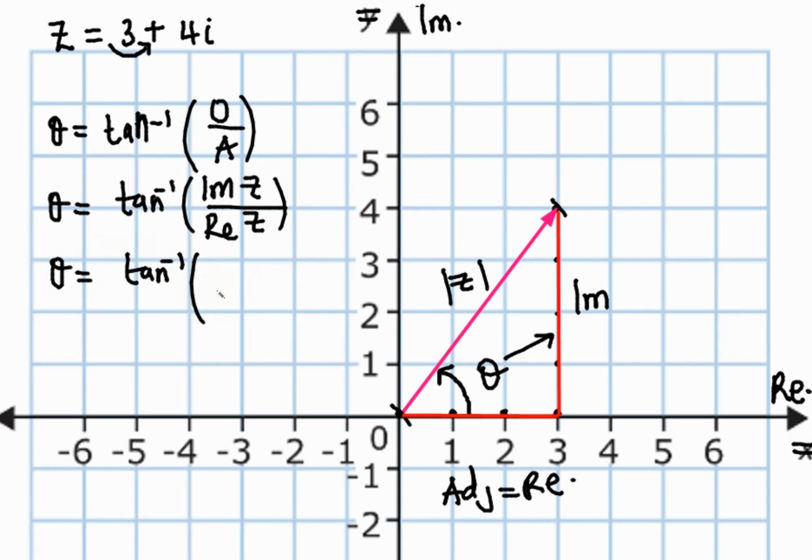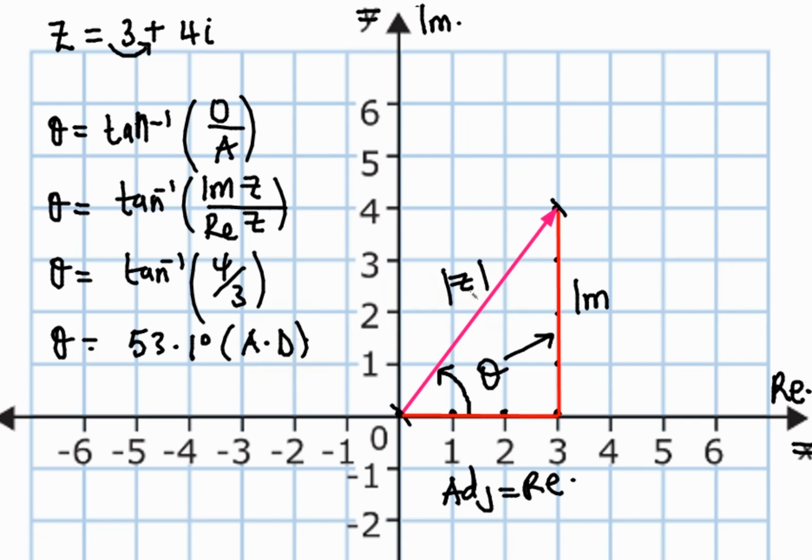The imaginary part is 4 and the real part is 3. So theta is equal to, let's get our calculators and obtain the value of theta. So theta is equal to 53.1 degrees in an anti-clockwise direction.